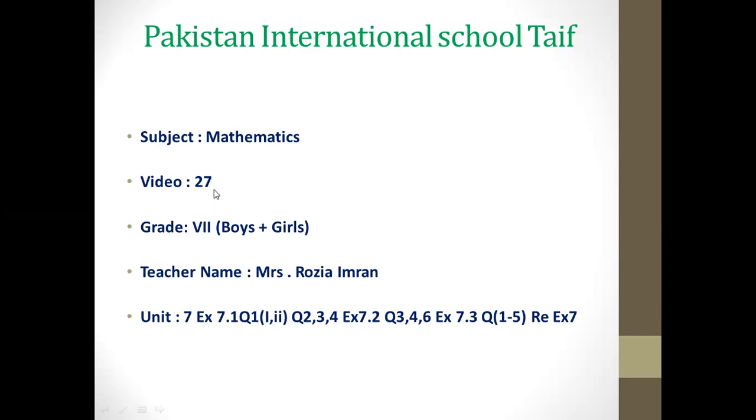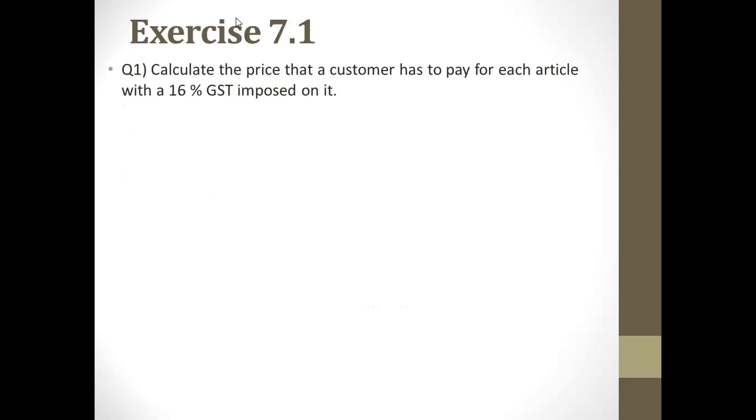So question number 1, exercise 7.1. You have been given: calculate the price that a customer has to pay for each article with a 16% general sales tax, GST, imposed on it. It means that if you want to buy something, for example its original price is 100 and there is 16% tax, then the shopkeeper will give it to you for 116, because on each item you have to pay 16% tax.